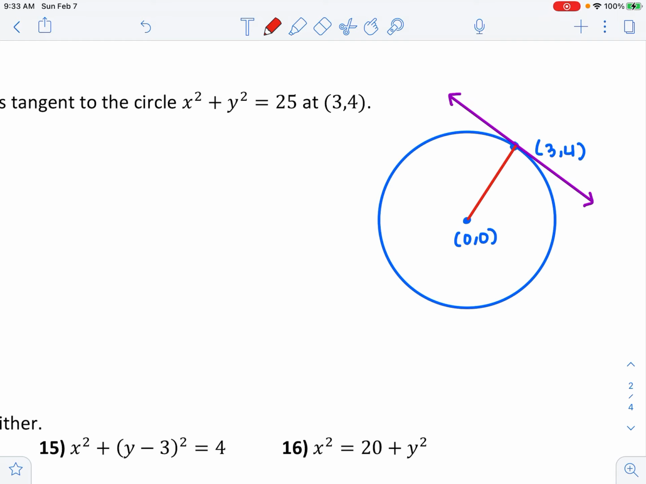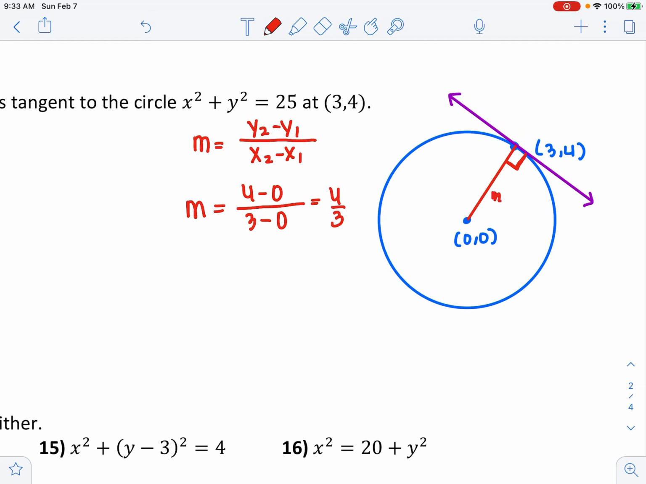Now, what's so special about this line and the tangent line? This is a radius and a tangent line. A radius and a tangent line are always perpendicular. So what I can do is I can find the slope of that red line first. Slope formula, remember, is y2 minus y1 over x2 minus x1. So 4 minus 0 over 3 minus 0, which is 4/3. So the slope of the red line is 4/3.